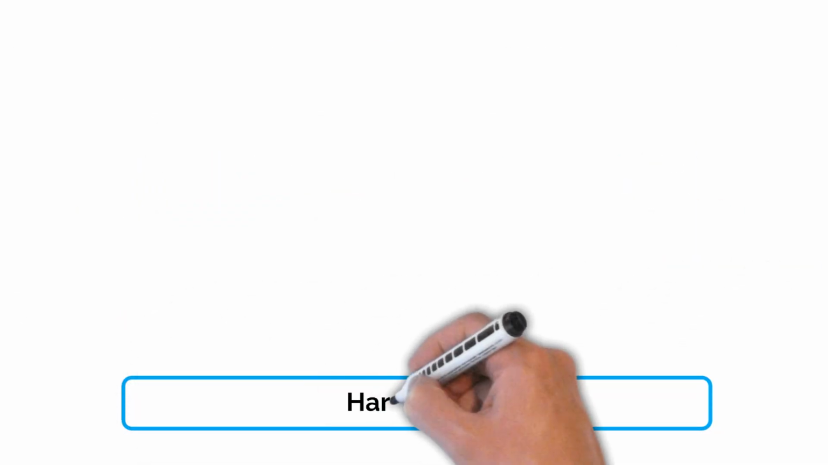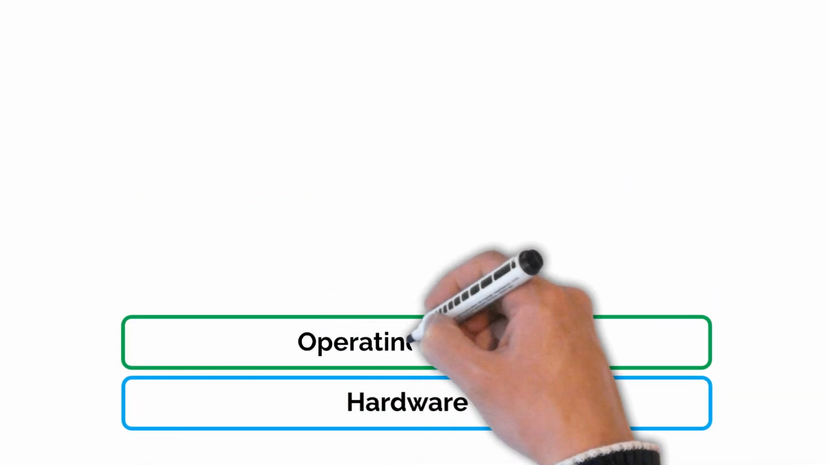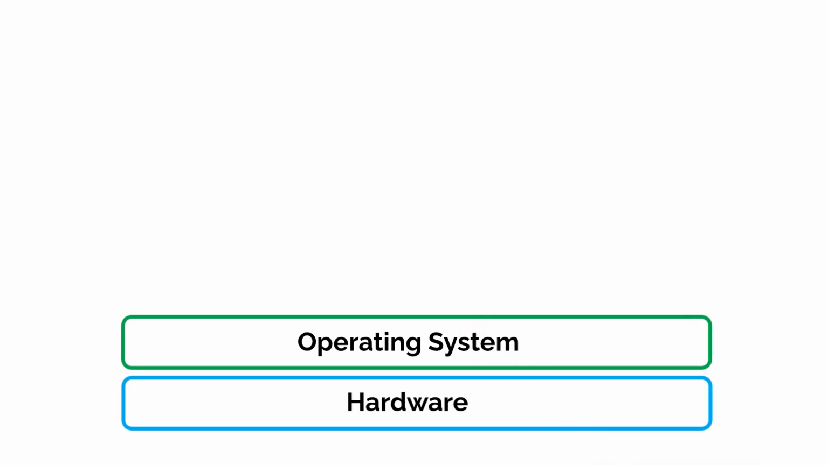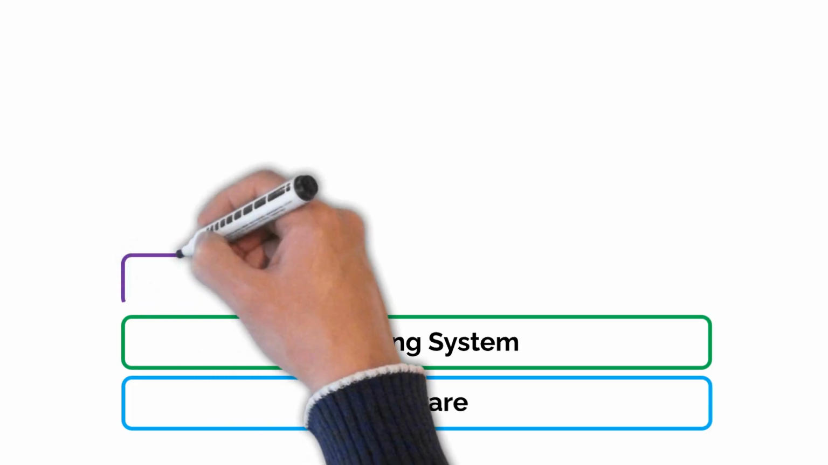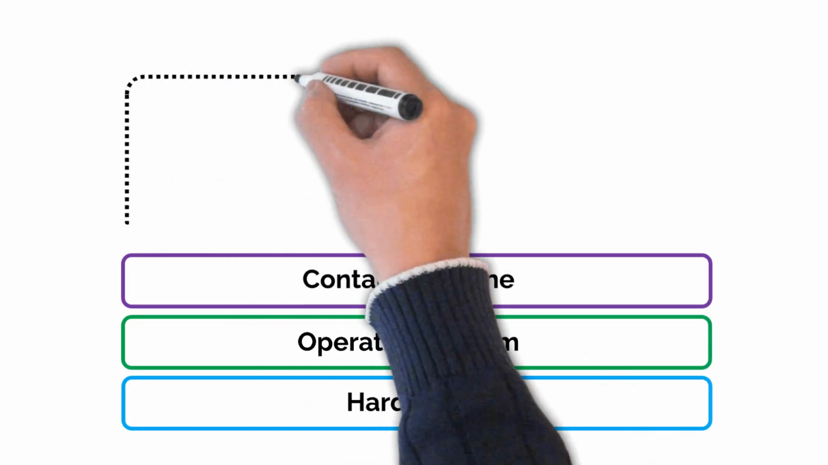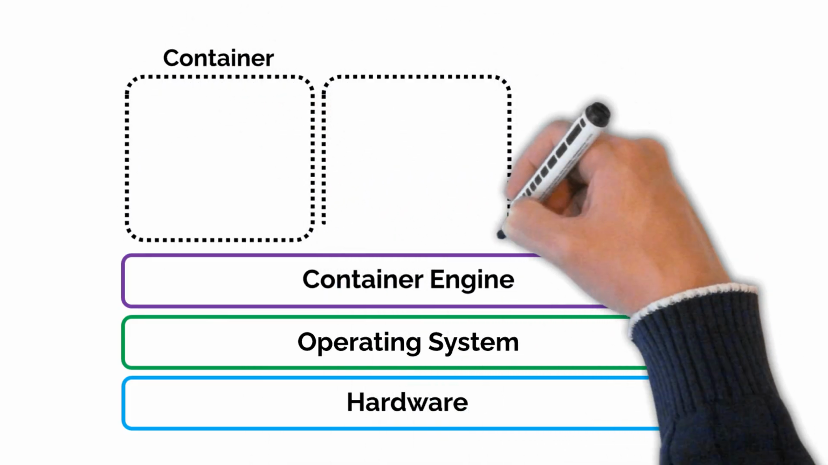Containers are a different type of virtualization. This time it happens at the software level. You still have the hardware, and on top of that, the host operating system with its kernel, typically something like a Linux kernel. Then comes the container engine, like Docker, which manages and isolates containers.